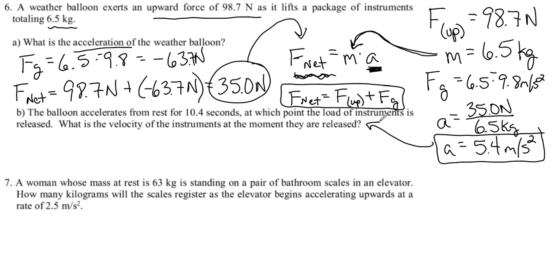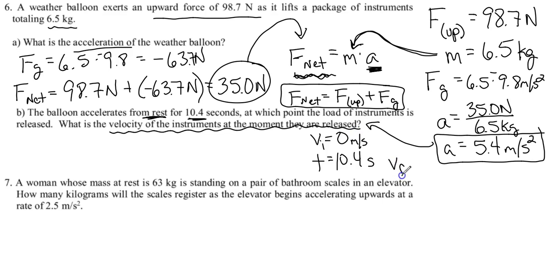Now this answer we are going to directly use in part B, because part B says if the balloon accelerates from rest, remember from rest means that my initial velocity is 0. So my initial velocity is 0 meters per second. For 10.4 seconds, time is equal to 10.4 seconds, at which point the load of instruments is released. What is the velocity of the instruments at the moment they are released? So what is my final velocity?